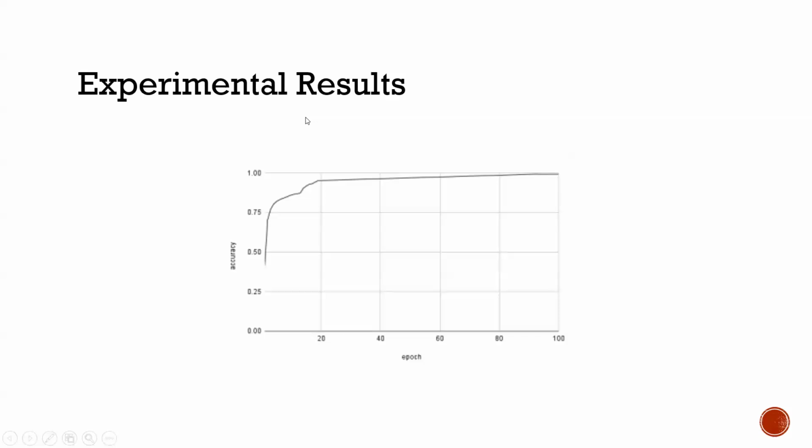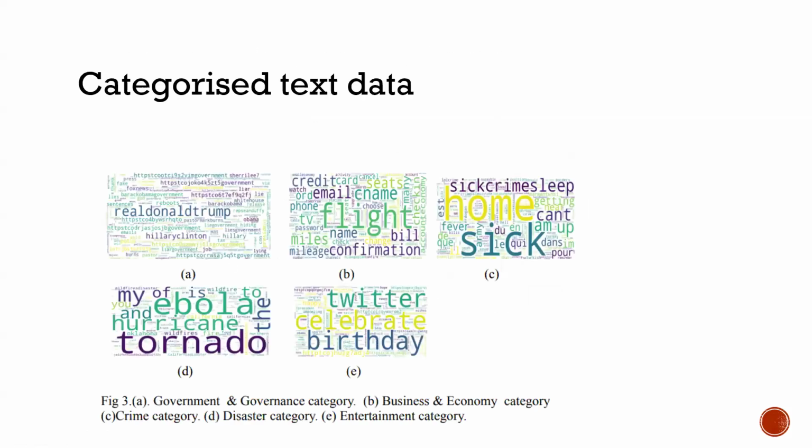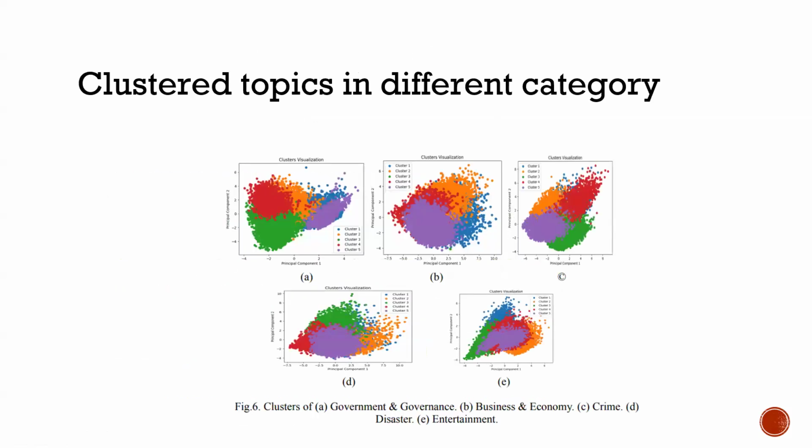Yeah, experimental research. Here I have done with 100 epochs and accuracy is 99.1. Next slide. The loss, cross entropy loss only we have used. Next slide. Cross entropy loss. So it got 0.032 loss value. And the categorized text data, this is a very small data set I have placed to understand government category, business, all the 5 categories. Next. These are the clusters we have found in each topic, in each category.